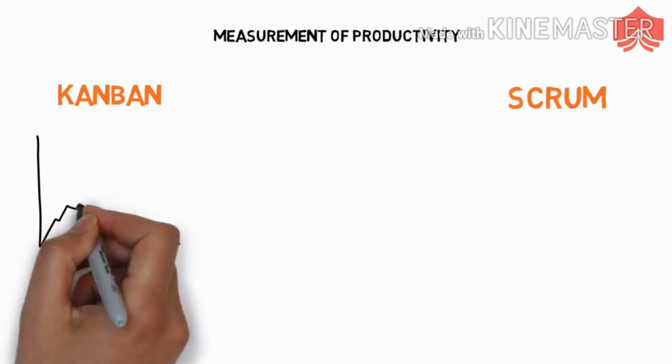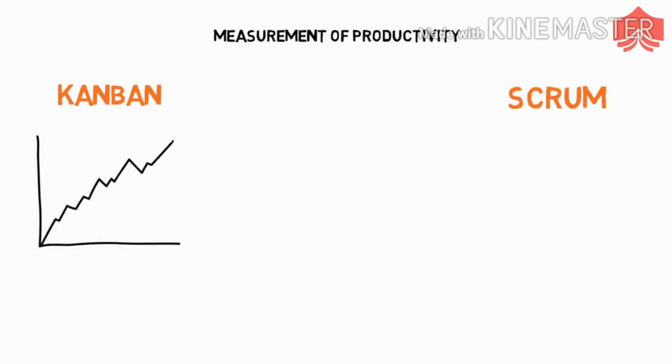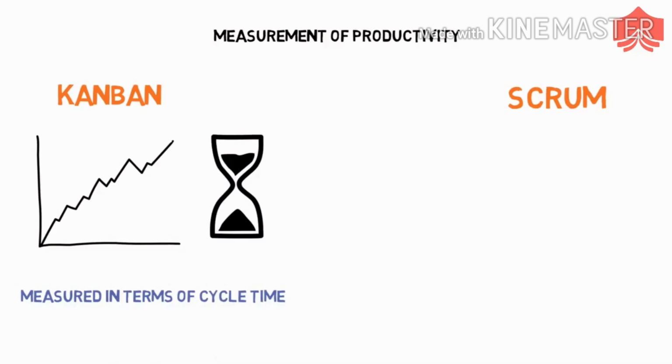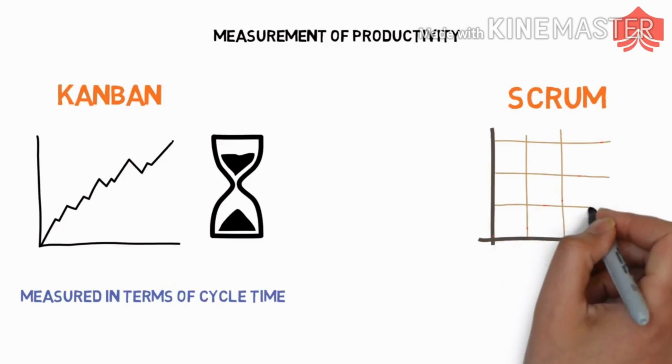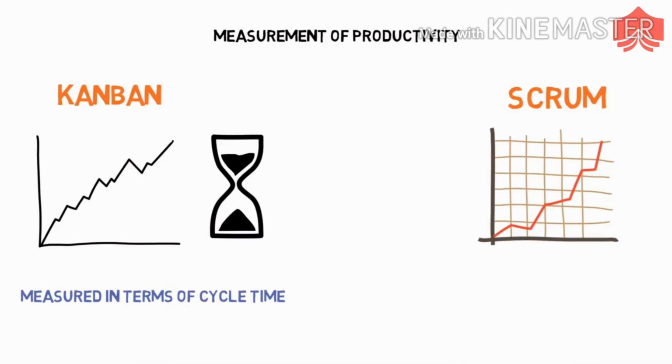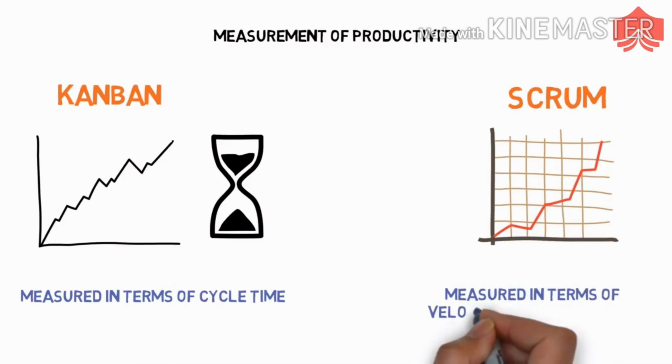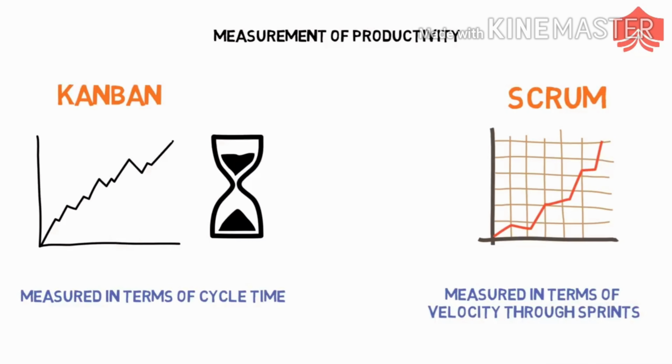Measurement of productivity. In Kanban, productivity is measured in terms of cycle time, or the amount of time it takes to complete the full piece of a project. Whereas in Scrum, productivity is measured in terms of velocity through sprints. Sprint velocity is the amount of work which a team can handle during a sprint.